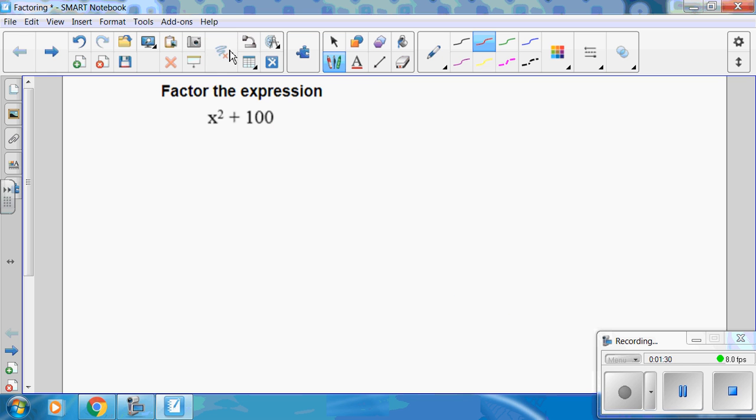And if you thought it was a difference of squares, if you thought it was x plus 10 and x minus 10, that would be true if this was a negative sign here. But since it's a plus sign, we don't have anything for a sum of two squares. So this is just not factorable.